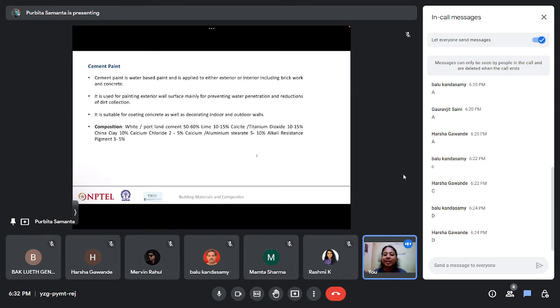And if you look at the composition, you'll find the presence of white or Portland cement, almost 50 to 60%. There's also lime, calcite or titanium dioxide, and different other pigments, alkali resistant pigments as well. So this is what cement paint is all about. These are the discussions which we had in our question. But apart from this, in the interior surfaces we can use another thing known as plastic emulsion, right? This is used in interior surfaces as well.